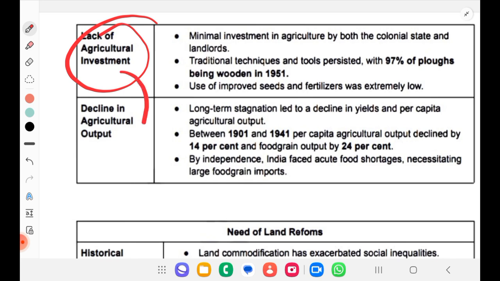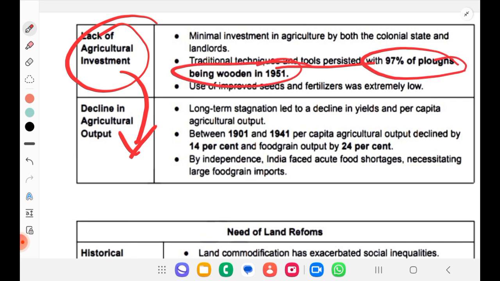So then in return, agriculture output declines. That's actually a chain. So I'll just read out. Minimum investment in agriculture by both the colonial state and landlords. Traditional techniques and tools persisted, with 97% of ploughs being wooden. So even now I can see wooden plows. Use of improved seeds and fertilizers was extremely low. So they couldn't invest in agriculture.